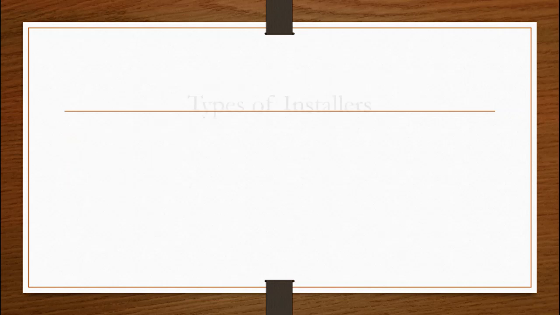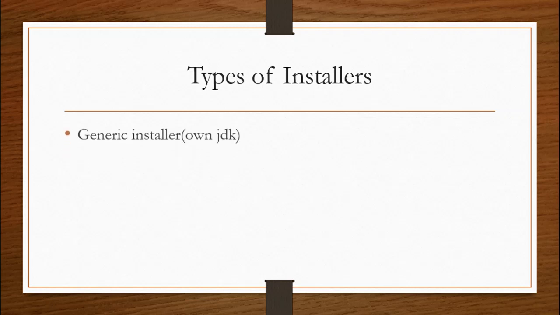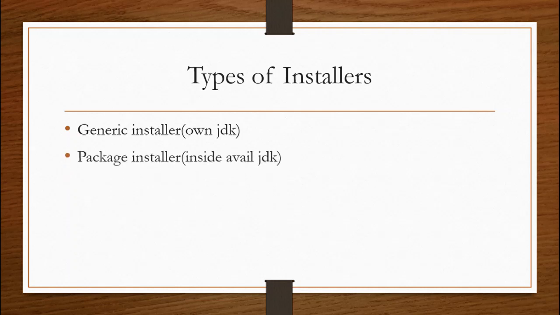And coming to types of installers, there are three types of installers. The first one is the generic installer. I prefer to choose the generic installer because I can select my own JDK, whereas the package installer comes along with the JDK. On top of that, if we want to install with a 64-bit JVM, we can choose the generic installer. For a 32-bit JDK, install the package installer, which comes along with the JDK.